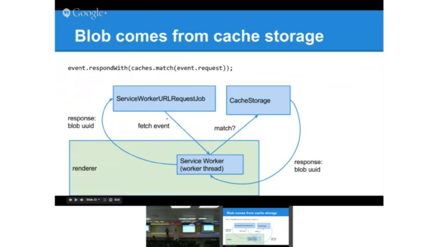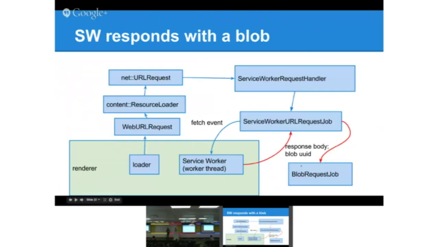What happens is, the fetch event happened here, and the service worker goes back to the browser and asks to match this request from cache storage. Cache might find the request in its cache and respond with the UID, and that's what ultimately goes back to the URL request job, and that's how the cache response is actually read.